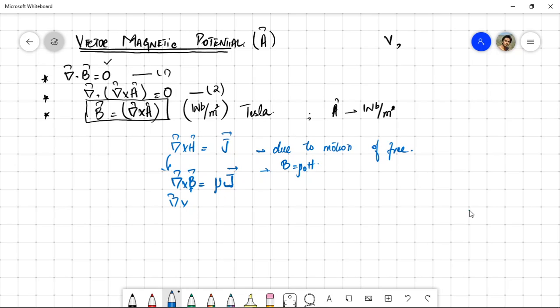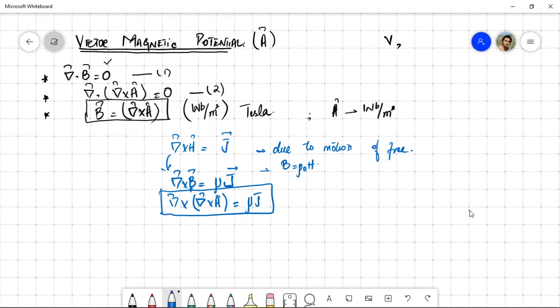We'll have nabla cross, and what was the value of B? The value of B was once again nabla cross A. This is equal to mu J. We have this equation now, but this equation is still not a conventional equation. We'll need to simplify it a little bit more.